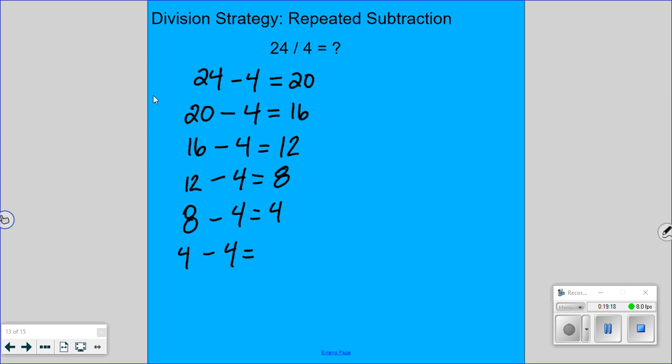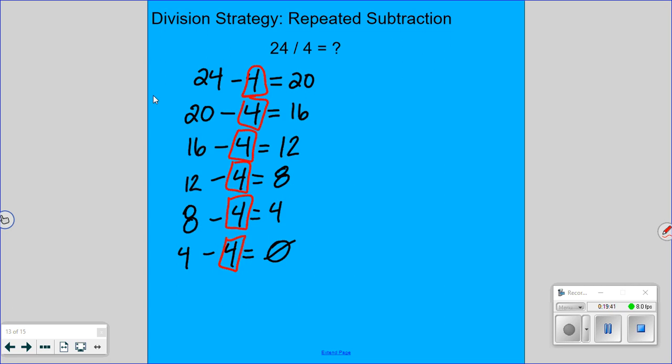Now with numbers. I always like to go all the way down to 0 because then it makes counting my groups a lot easier. Here's a group. Here's a group. Here's a group. Here's a group. Here's a group. And here's a group. How many groups did I make?